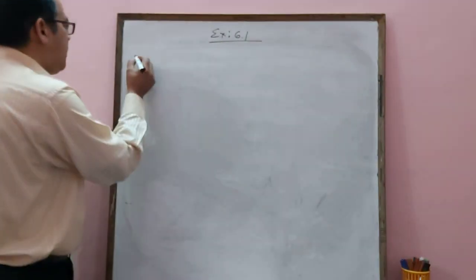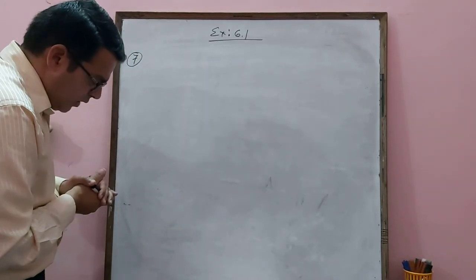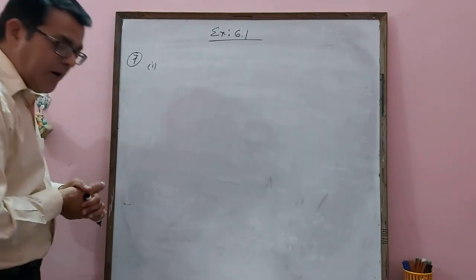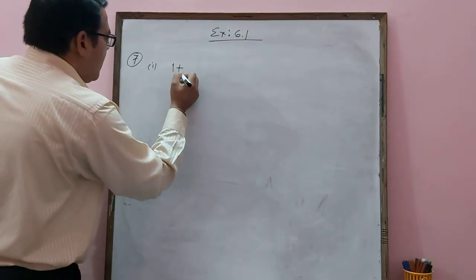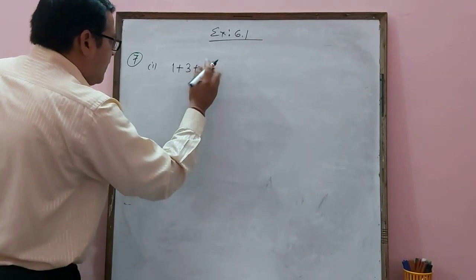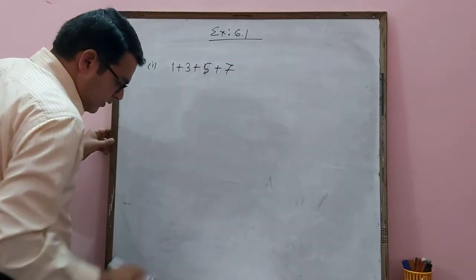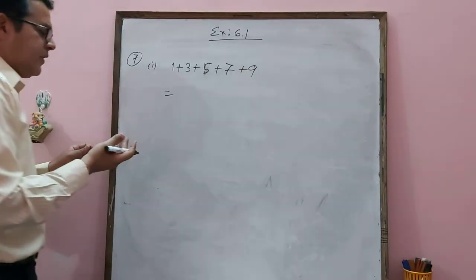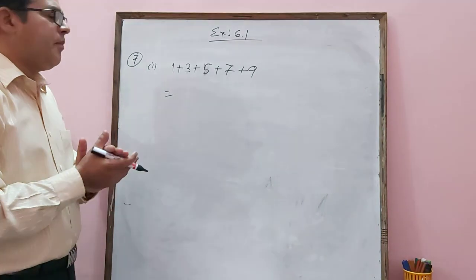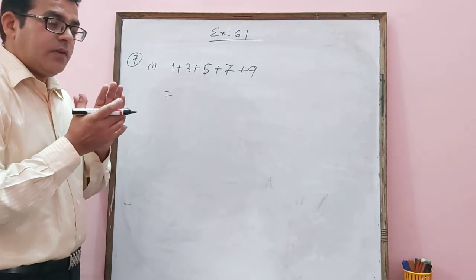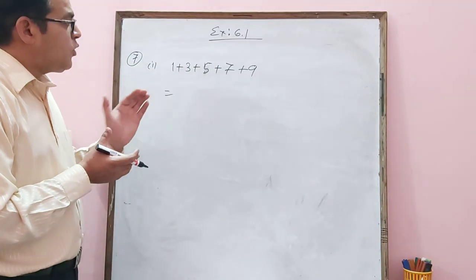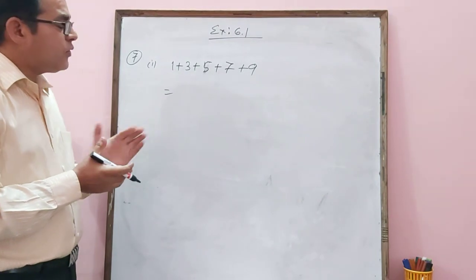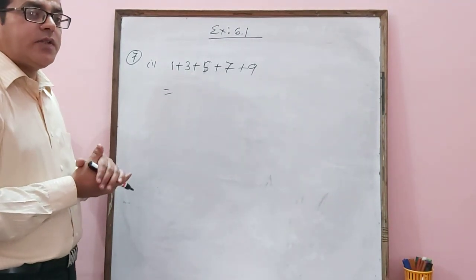Now question number 7 I am solving here. Only 1-2 parts I will solve here. The first part: the question is, without actual adding, find the sum of 1 plus 3 plus 5 plus 7 plus 9. You have to find the sum of these numbers, but the restriction is that you can't do addition. So we will use the property that we discussed earlier.